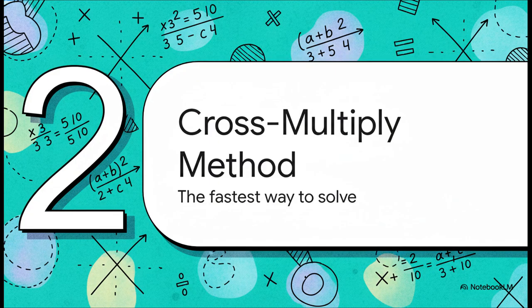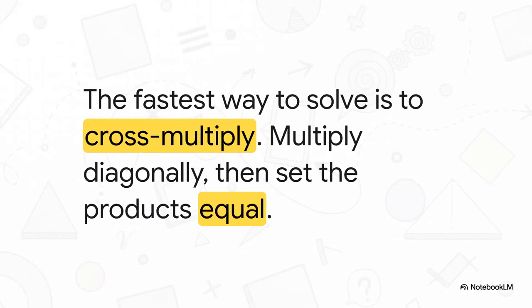Now for the fun part. How do we actually find a missing number in one of these things? Well, we use this beautiful, simple, and super fast technique called the cross-multiply method. And you know what? The name tells you exactly what to do. You just multiply diagonally, kind of making an X across that equal sign. This one simple move instantly changes a tricky-looking fraction problem into a much friendlier equation.